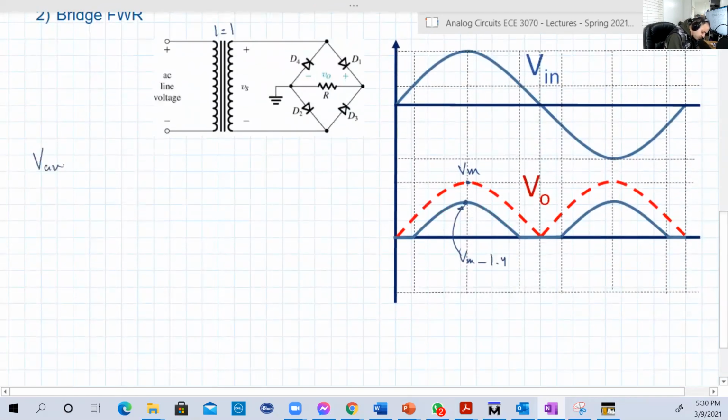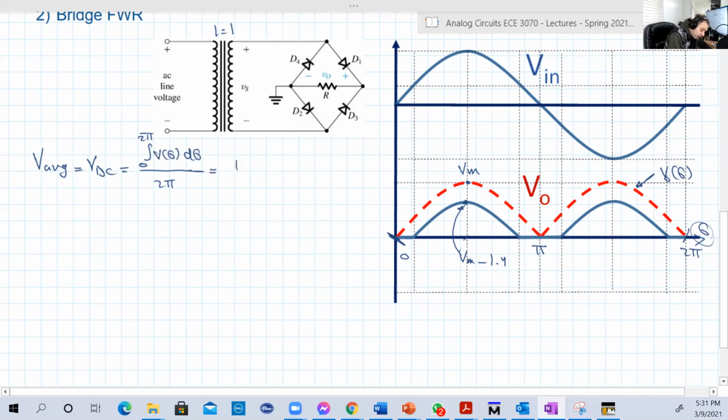Again V average or VDC is equal to, again we're gonna integrate from 0 to 2 pi, and this is theta here, and this is pi. So we have here 2 pi, and the relation here is V output of theta. It's a function of theta, because basically when theta changes, V output changes. So here at theta equal to 0, it's 0. At theta equal to pi over 2, it's V max. Okay, so it's a function of V max. So the integration from 0 to 2 pi, V theta d theta.